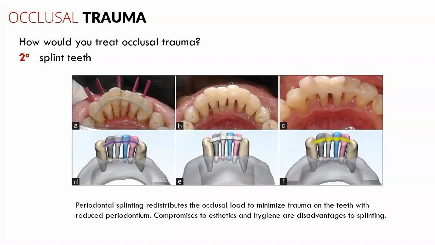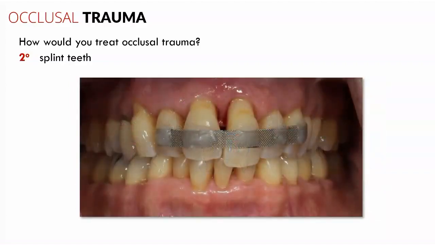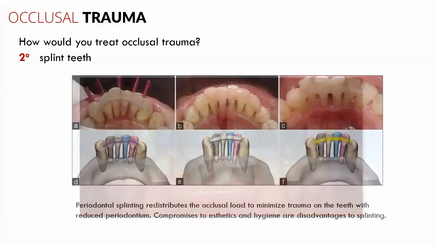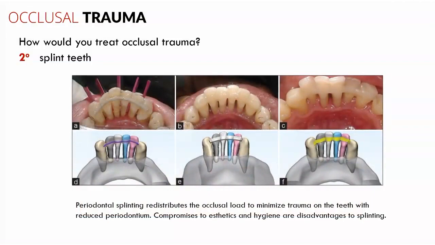So maybe they're not as mobile, because now when you load it, all the teeth need to move instead of just the one, okay? It's not a permanent solution in the sense that if you ever remove the splint, you're still going to have this trauma, but it's one way to mitigate the trauma. I was going to point out, there are some compromises to this though. The compromises to splinting are twofold. One is aesthetics, and two is hygiene, right?